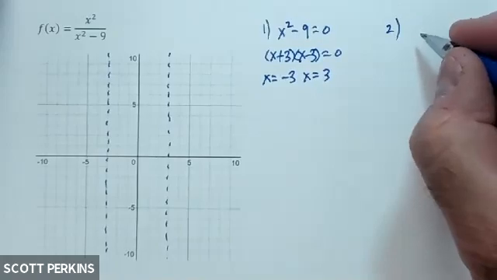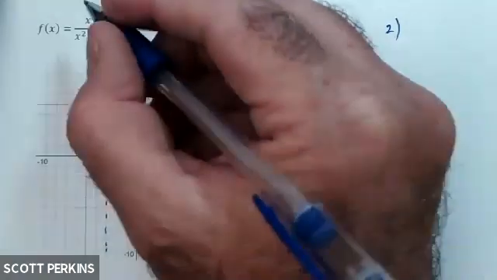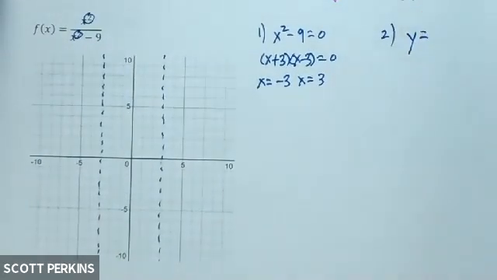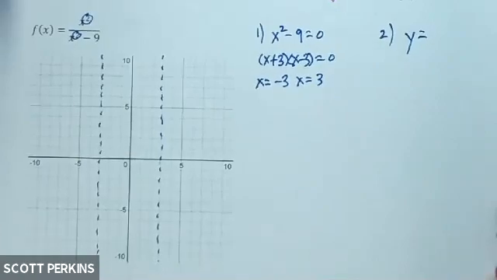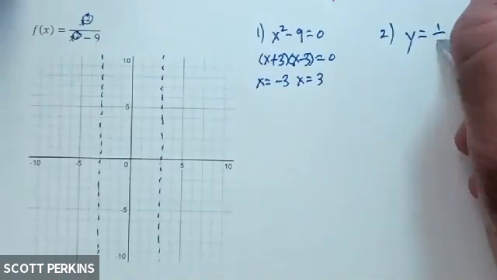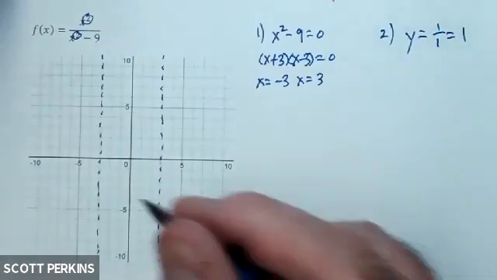This is the situation when I go to find the horizontal asymptote. This is the situation where my power in the top and the bottom are the same. So when the power in the top and the bottom are both the same, we take the coefficients in front of those terms. So it's 1 in the top, 1 in the bottom. So the horizontal asymptote is y equals 1.